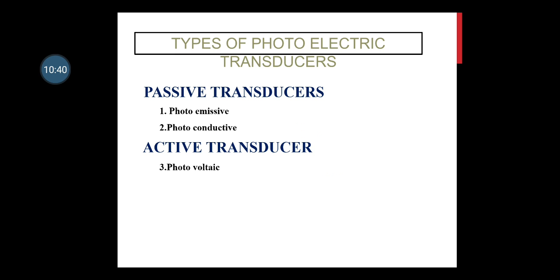There are different types of photoelectric transducers. You have passive transducers and active transducers. In passive transducers you have photoemissive and photoconductive transducers, and in active transducers you have photovoltaic. These are some classifications of photoelectric transducers.